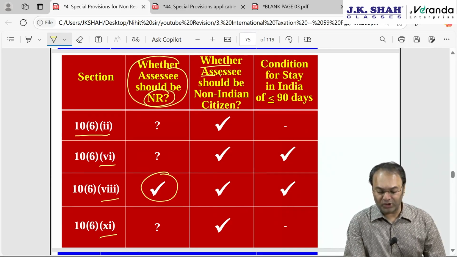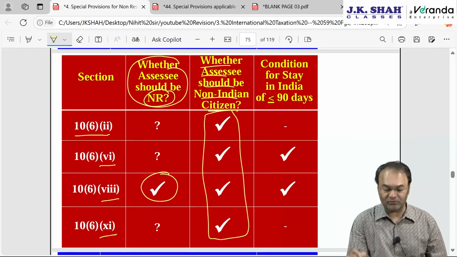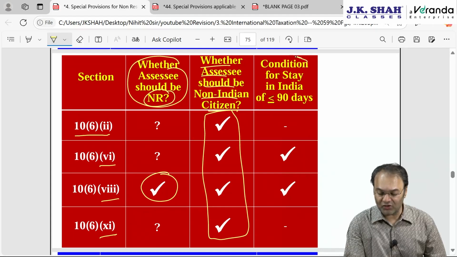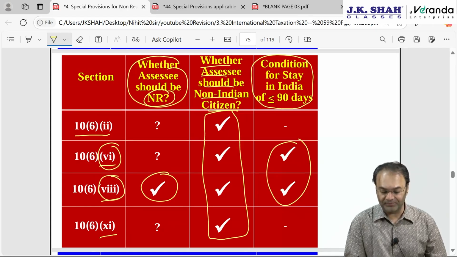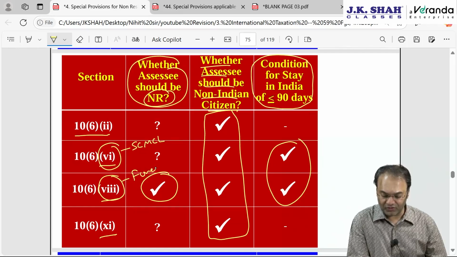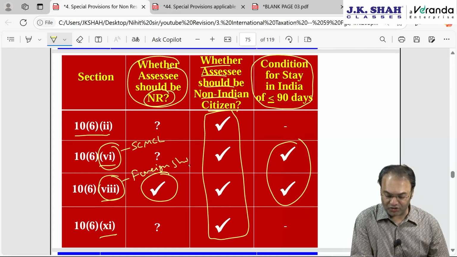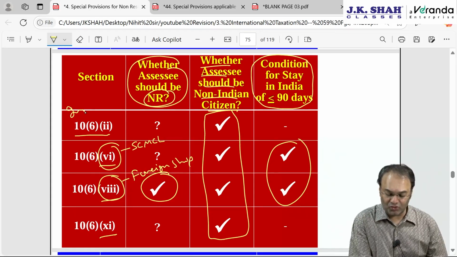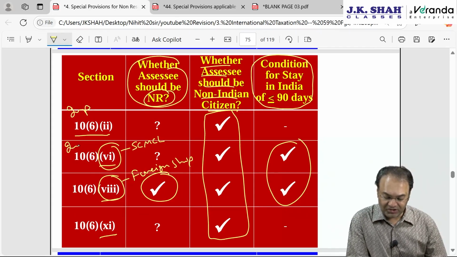In which of them should he be not a citizen of India, or a non-Indian citizen? Answer: in all four of them. In all four of them, he should have salary income and should not be an Indian citizen. And in which of the clauses should his stay period in India not exceed 90 days? Answer: only at two places, subclause 6 and subclause 8. Okay, this is the employee of Suzuki Motors Corporation Limited. This is the employee of a foreign ship.